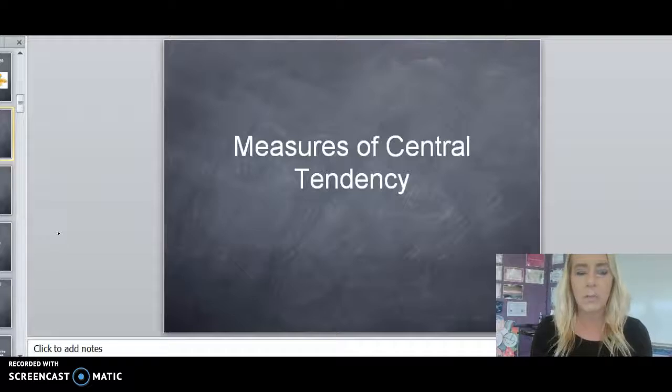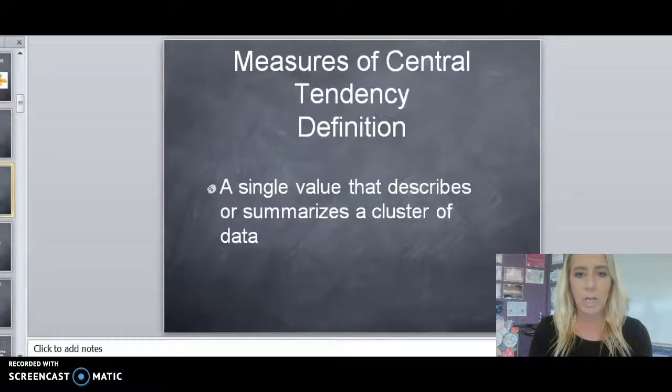In this video, I'm going to introduce what measures of central tendency consists of, and then we're going to start talking about the mean of a data set. So the definition of measures of central tendency is a single value that describes or summarizes a cluster of data.